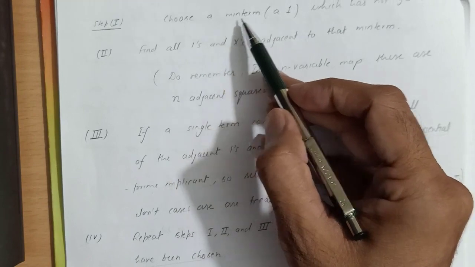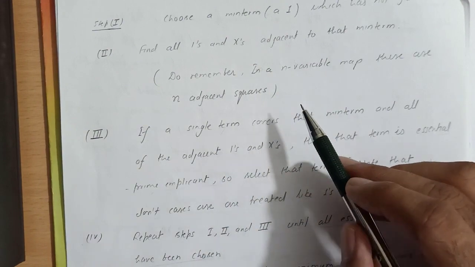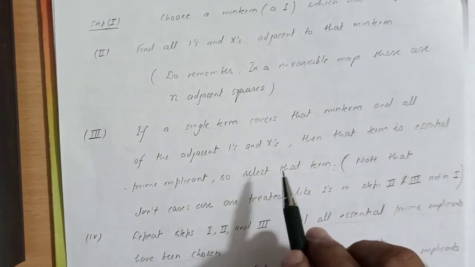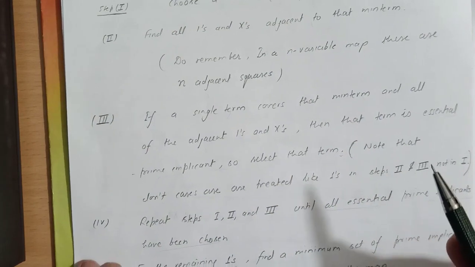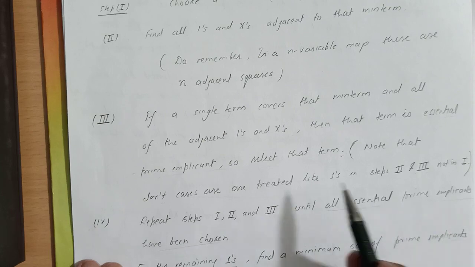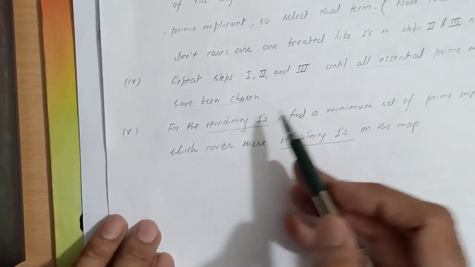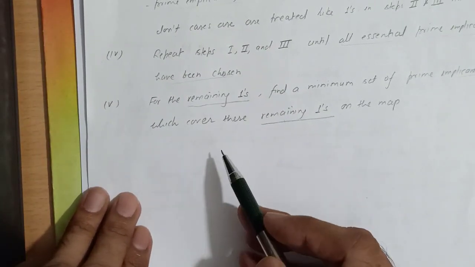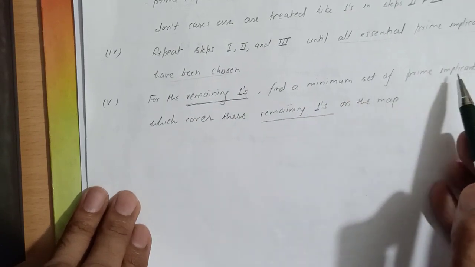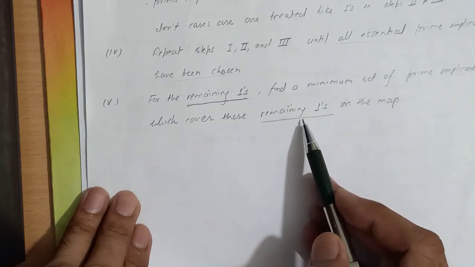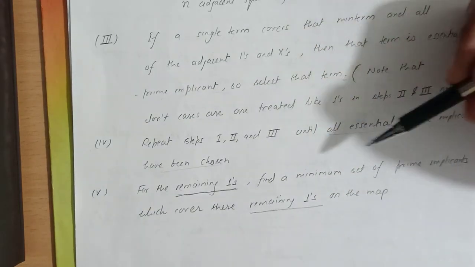We will choose a one that has not been covered, and then we will find the neighbors of that one, and then we will find whether this one and its adjacents are covered by a single term or not. In this way we can find all the essential prime implicants. After finding all the essential prime implicants, what will we do? For the remaining ones, we will find the minimum set of prime implicants which cover the remaining ones on the map. So basically this is the approach to solve any K-map.